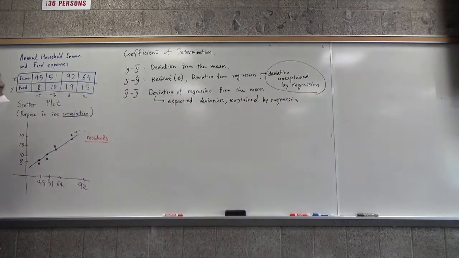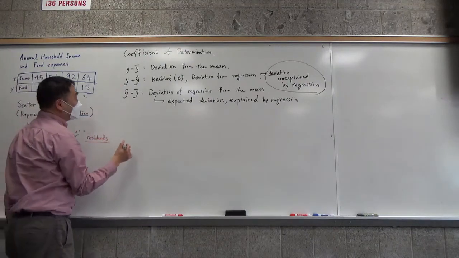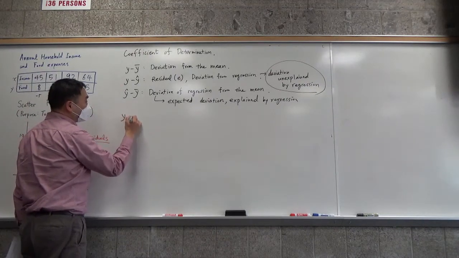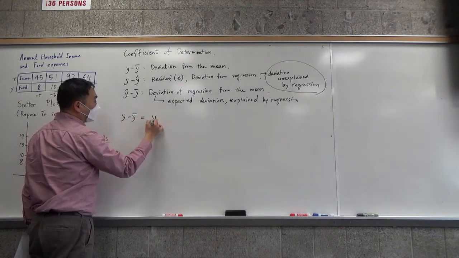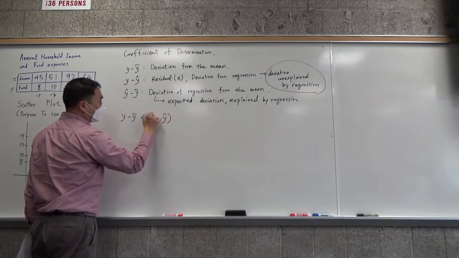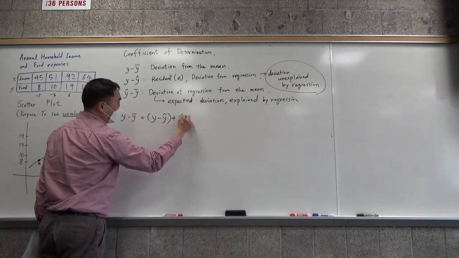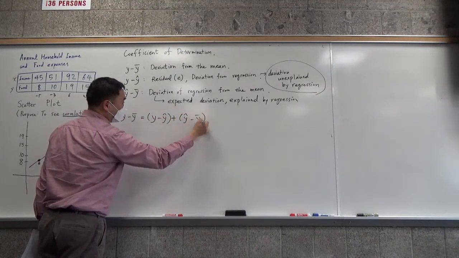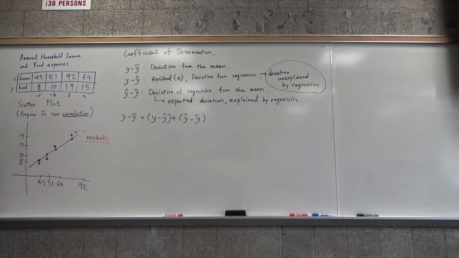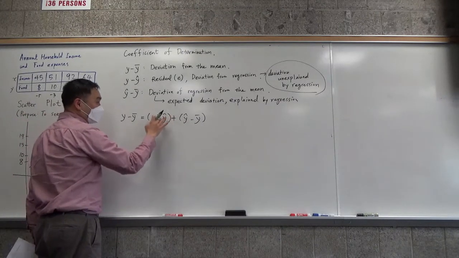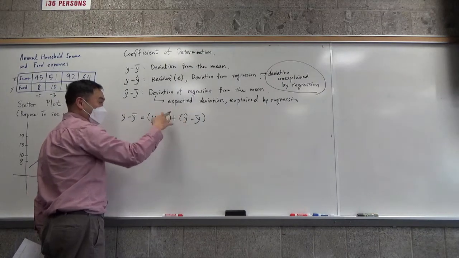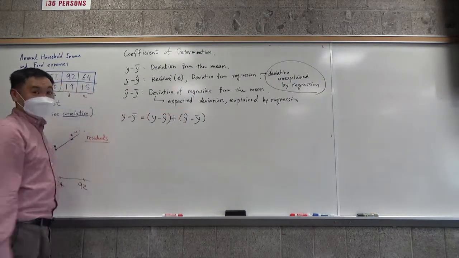Now, there's a relationship between these three quantities. It's that y minus y bar is equal to y minus y hat plus y hat minus y bar. And it makes sense because if you add them, minus y hat and plus y hat will cancel. So you get that, right?